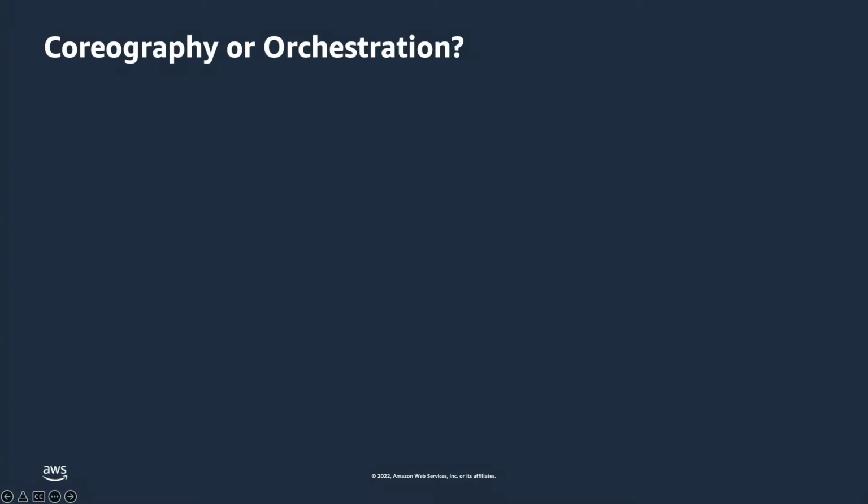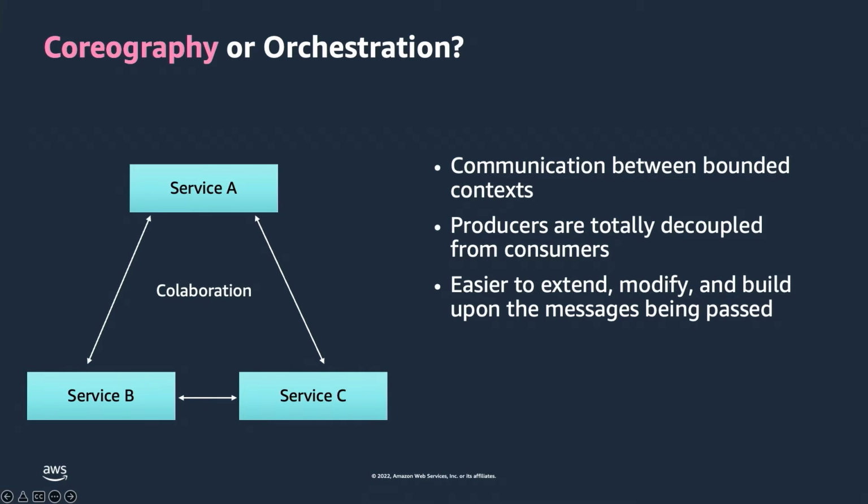Let's be honest. Another question people ask is when to use each of them, choreography or orchestration. By this time, I'm pretty sure you all know when to use them. But just to clarify the concept, choreography is about collaboration between bounded contexts, between microservices. Producers and consumers are totally decoupled. They can scale, they can be deployed, they can be resilient together. Everything is easy to extend. You just listen to the events, and then you can build things around those new events that you're listening to.